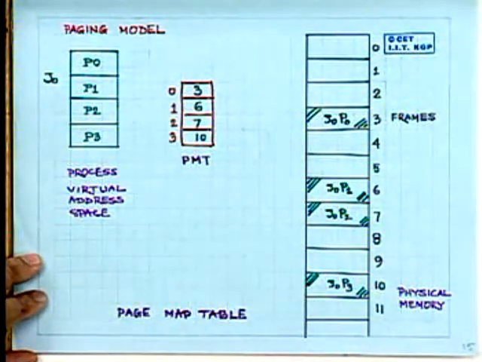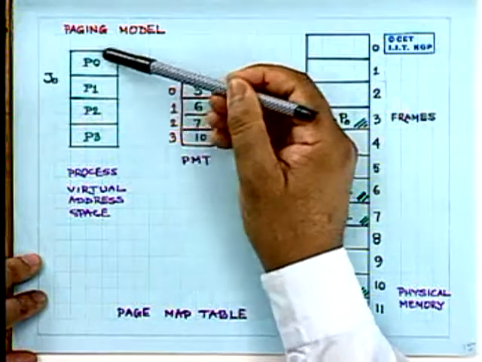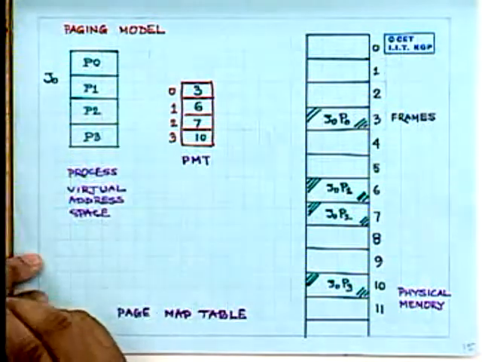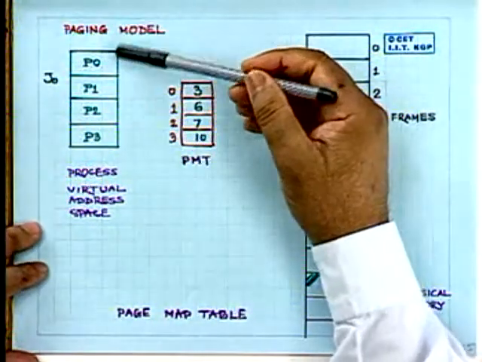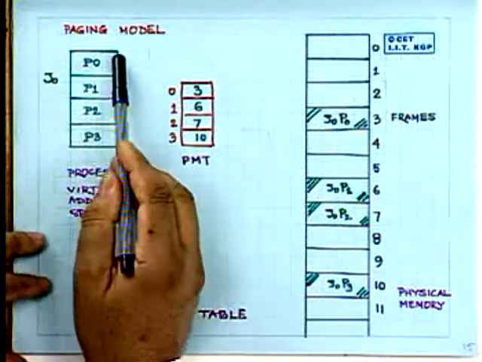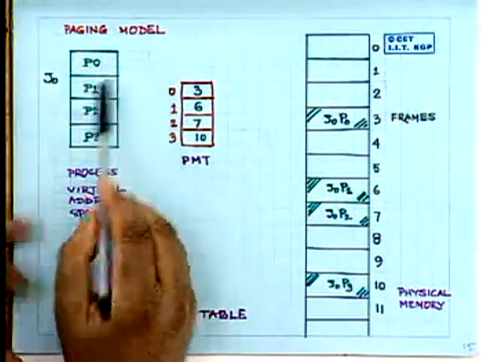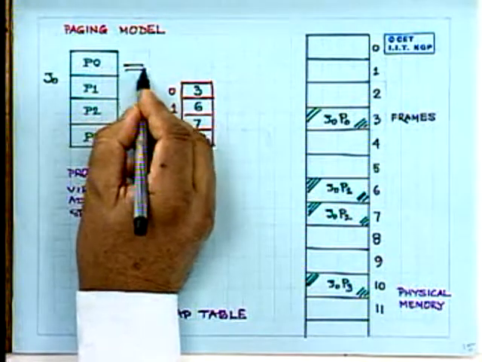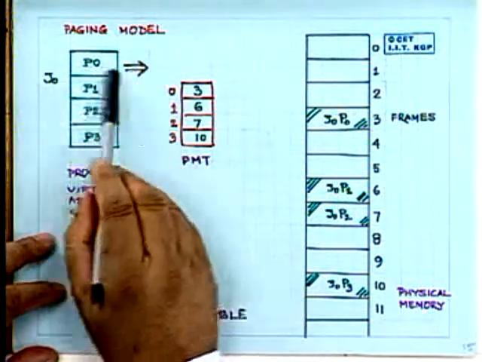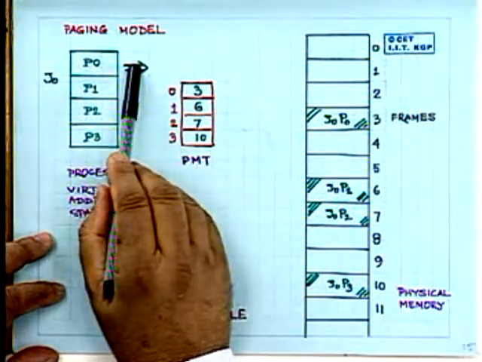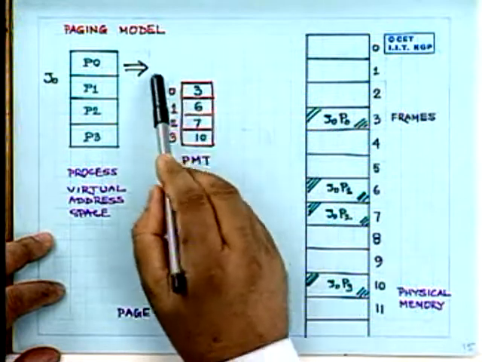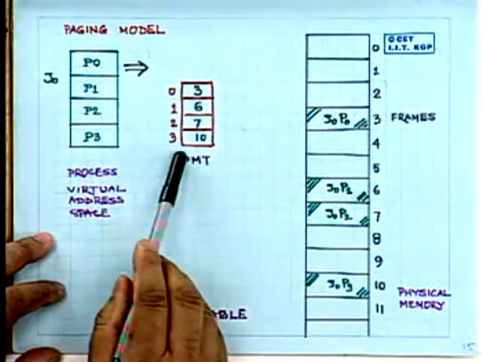Now, say the process J0 is now executing. As it is executing, the CPU will start generating addresses, the virtual addresses, which have the page number and the page offset. Since I have divided into pages, the virtual address that is generated will have two components, a page number and an offset within the page. Now, what we do is that the page number can immediately be consulted with that page map table.